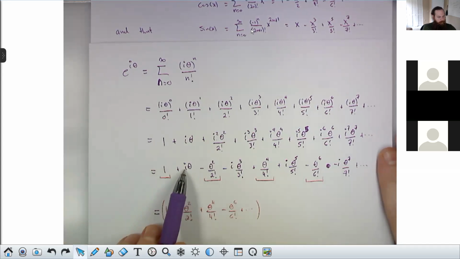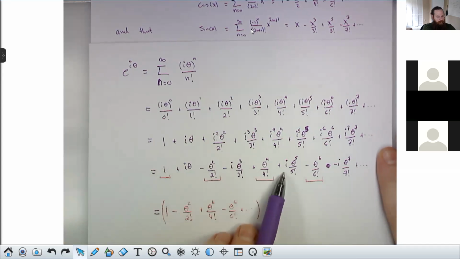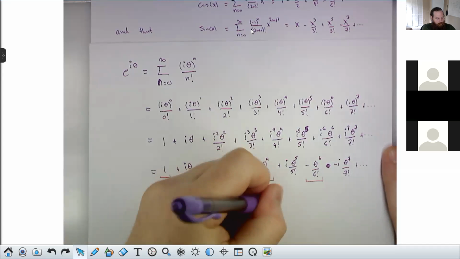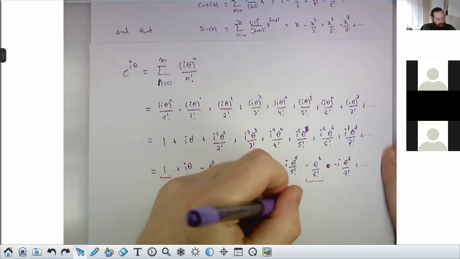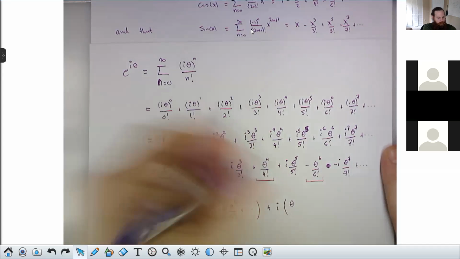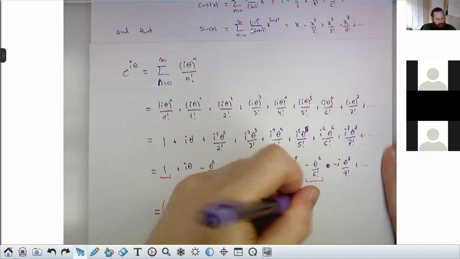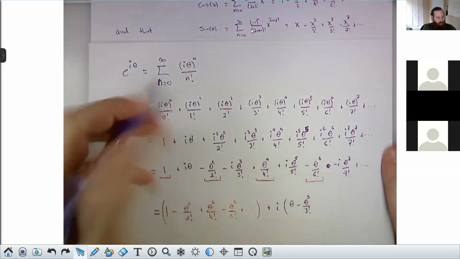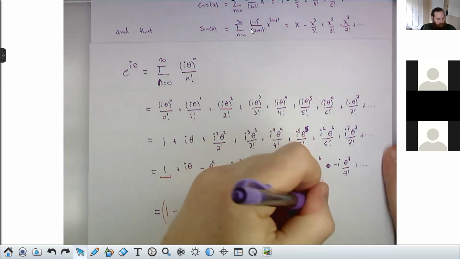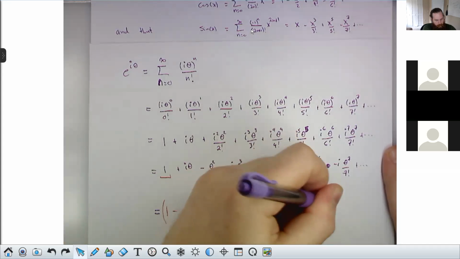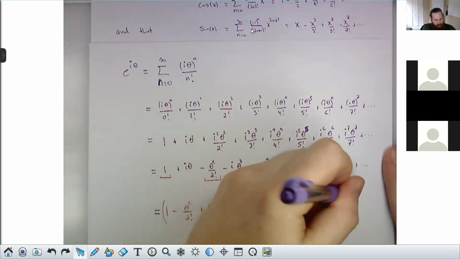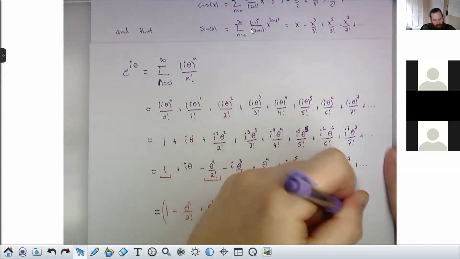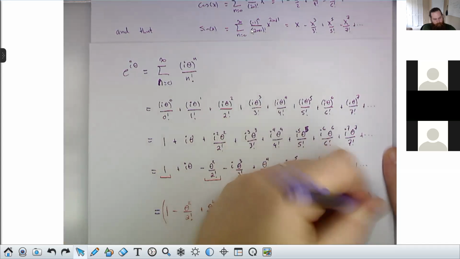And now from the rest of these that do have i's, I will factor out the i. So I have plus i times, and then what's left here is theta minus theta cubed over 3 factorial plus theta to the 5 over 5 factorial minus theta to the 7 over 7 factorial, and so on.